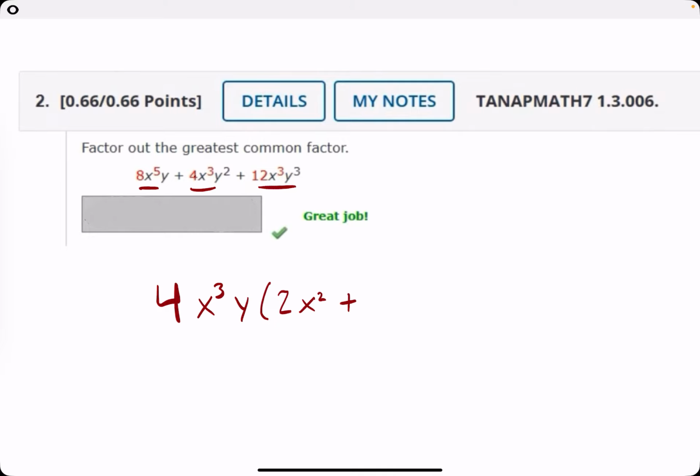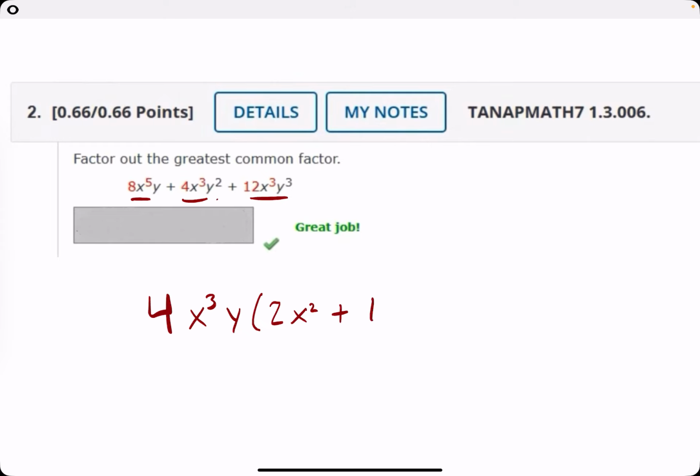Next term, 4 divided by 4 is 1. X cubed divided by x cubed is 1. Y squared over y is y. So if we have y squared divided by y, it's just leaving us with a y. Third term, 12 divided by 4 is 3. X cubed divided by x cubed is 1. Y cubed over y is y squared. And that's it.